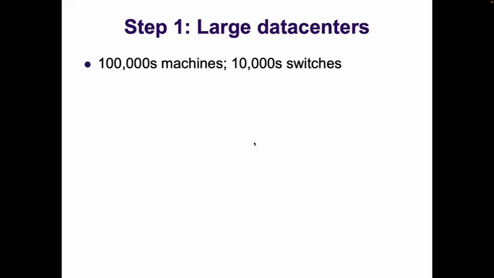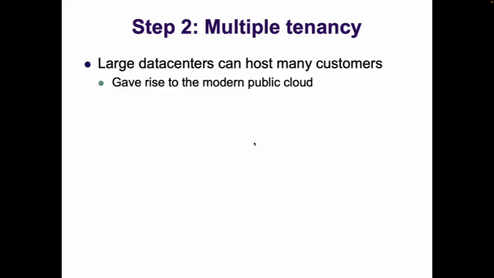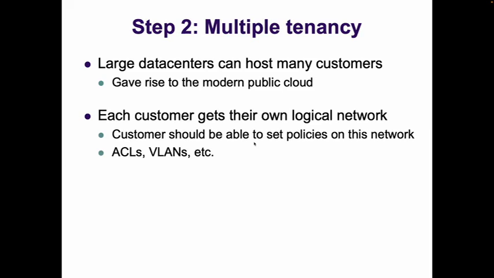The way you make network operators cry is you make them manage large data centers, hundreds of thousands of machines, tens of thousands of switches. People were running these. It's pushing the limits of what people could do, but they could do them. But then, and this is what tipped the balance, multiple tenancy, meaning that large data centers can host many, many customers. That's what gave rise to the modern public cloud. Each of them thinks you need to give them the illusion that they're managing their own network.